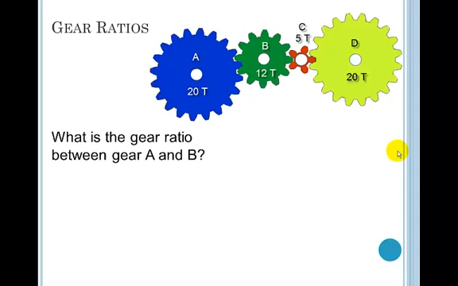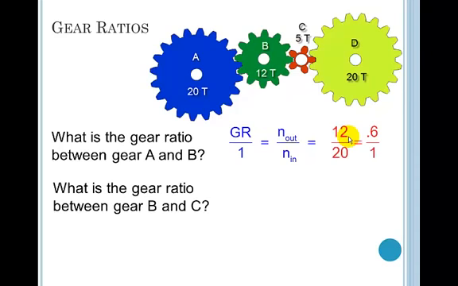Okay, so let's look at this one. What's the gear ratio between gear A and B? The gear ratio is the output over the input. So A is going to be our driver for our system, our input. Then B is going to be the first output. So it'll be 12 divided by 20, and that works out to be 0.6.